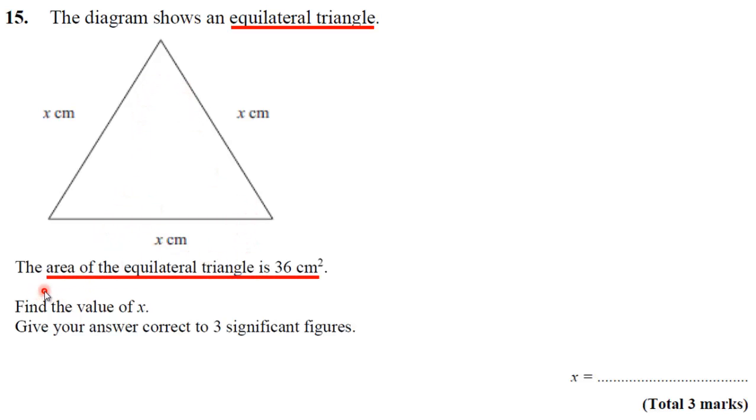So as we read on, they've told us that the area of the equilateral triangle is 36 centimeters squared. They want us to work out the value of x and give the answer to three significant figures. So as I said, if it's an equilateral triangle, all the angles are the same. I know all the sides are the same. They've given us those as x.